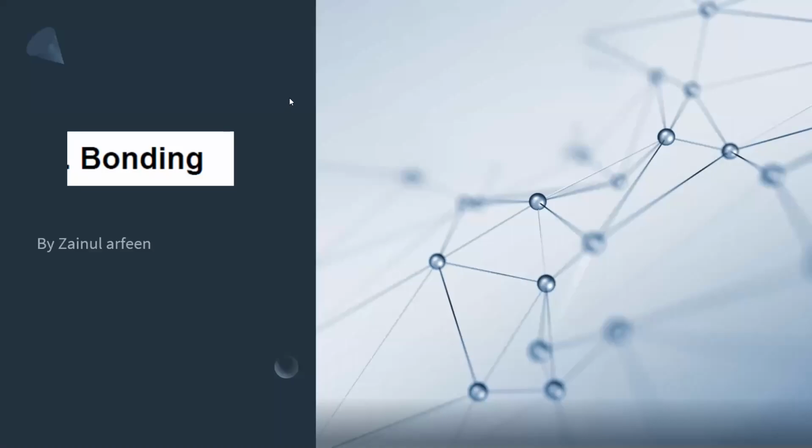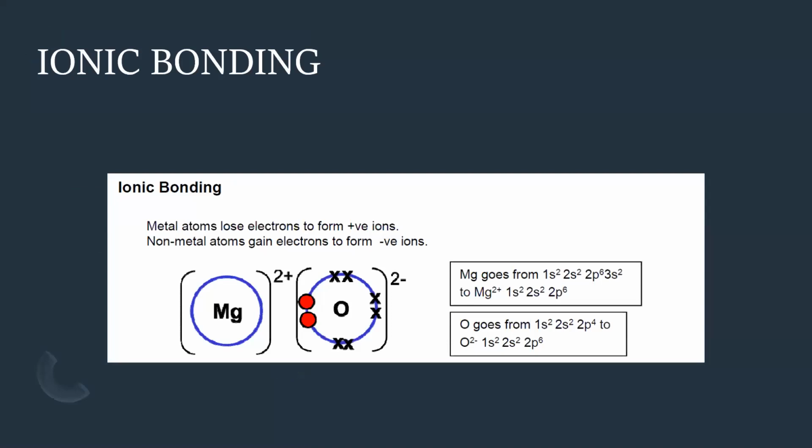So last week we started this topic, bonding and structures. Just a quick revision of what we discussed last week. We started with ionic bonding, the bond which is formed by a complete transfer of electrons.